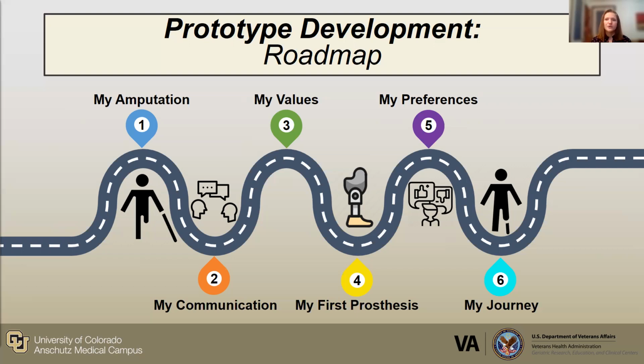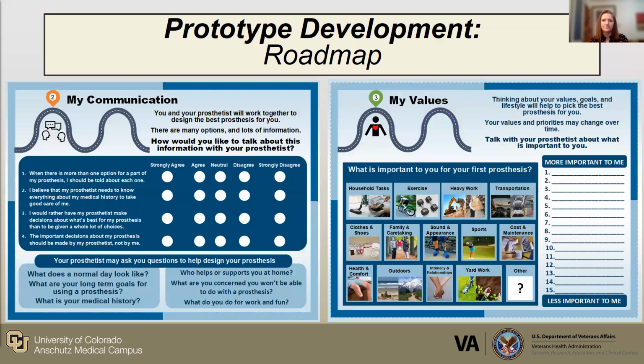In developing this prototype, we used that decision map concept as a foundation for embedding concepts from our qualitative work, such as a survey and questions for both prosthetists and new prosthesis users to identify their communication preferences when they go in to work with prosthetists for that first appointment on prosthesis design. We also included a values activity that we developed to help a patient identify their personal goals and values that feed into prosthesis designs and then prioritize those values accordingly.